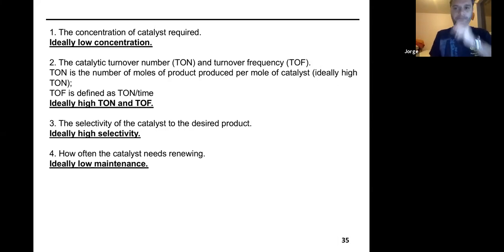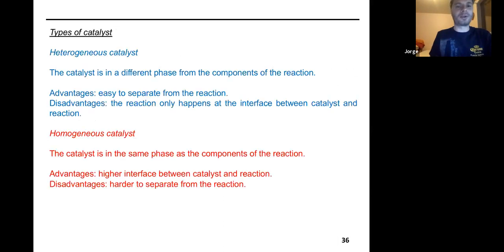Okay, so now let's move on. Let's talk about types of catalyst. Basically two different types, heterogeneous and homogeneous.